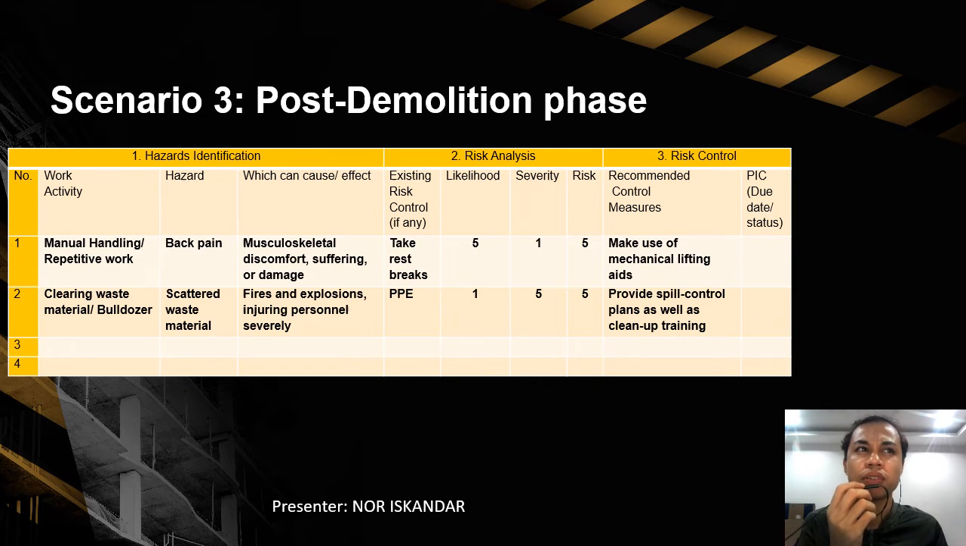The next work activity is clearing waste material or bulldozer. This work activity can cause fire and explosion, injuring personnel severely. So the risk control that we can take is to provide a speed control plan as well as cleanup training. The risk analysis of both of these work activities is medium.